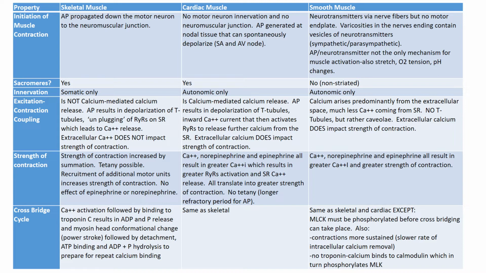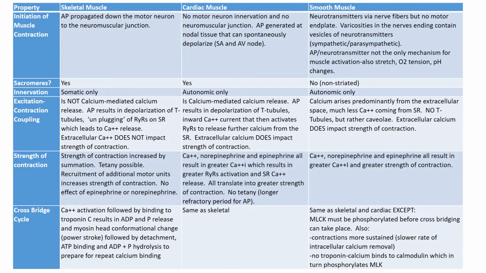This table summarizes the key aspects and differences between skeletal muscle, cardiac muscle, and smooth muscle. The top row is in reference to initiation of muscle contraction. And for example, in skeletal muscle, an action potential propagates down a motor neuron to the neuromuscular junction. However, in cardiac muscle, there's no motor neuron innervation, and the action potential is generated at nodal tissue, specifically the SA node and the AV node. And as I promised earlier, you will hear lots more about this in the cardiovascular section of this course.